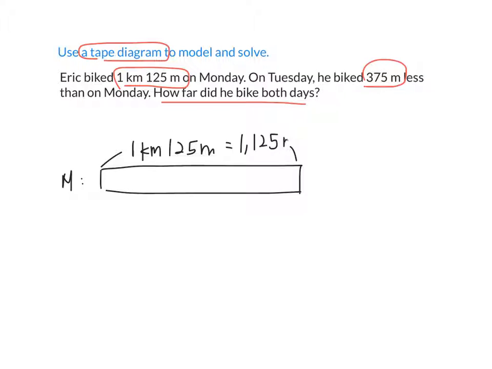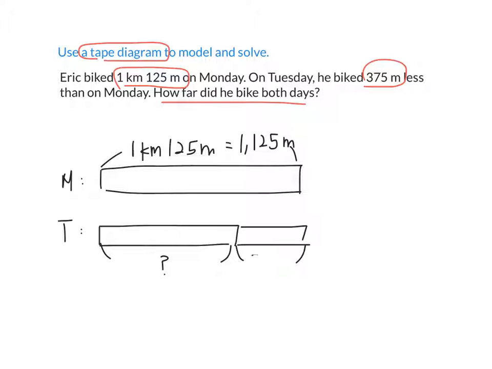Good. So write it both ways, okay? Then on Tuesday, T for Tuesday, should his tape be longer or shorter? Shorter, good. So draw a smaller piece of tape. And we don't know how far he biked on Tuesday yet, but we do know that this extra part is 375 meters. So how might I find out how much he biked on Tuesday?